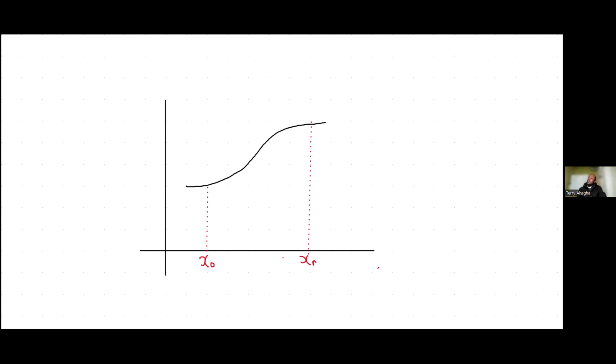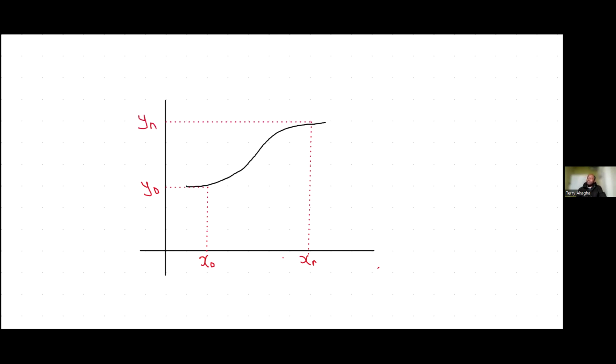So I want to find the area covered by this. Because every point has a coordinate, this point here is going to have a y coordinate, which I'm going to call y0. Then this y coordinate here, let's call it yn.